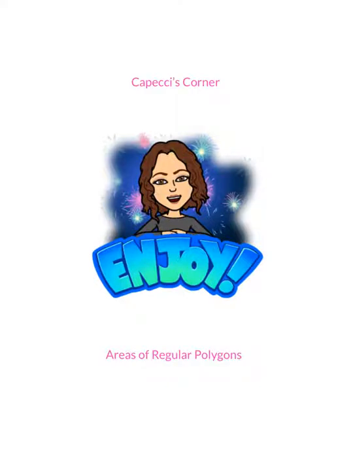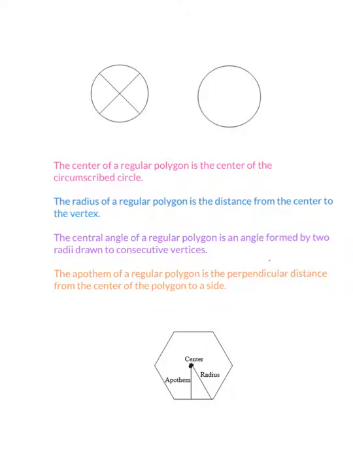Today in Capechi's Corner, we're going to look at areas of regular polygons. Now, when we're finding the area of the regular polygon, we need to understand a few of the vocabulary words and how they work within the polygon. The center of a regular polygon is the center of the circumscribed circle.